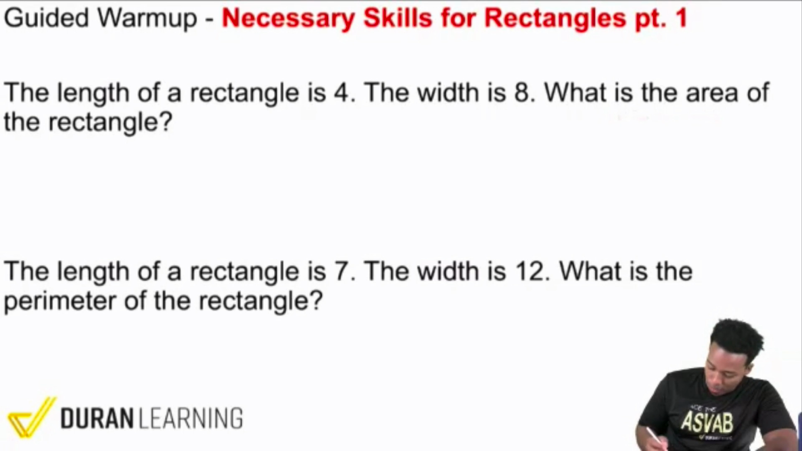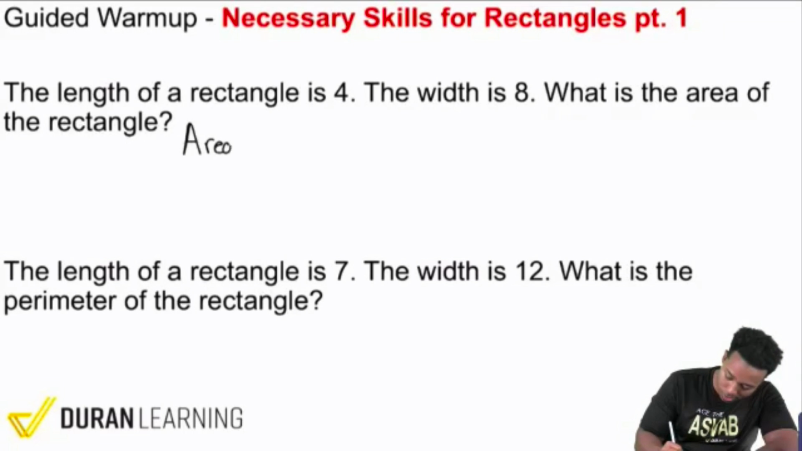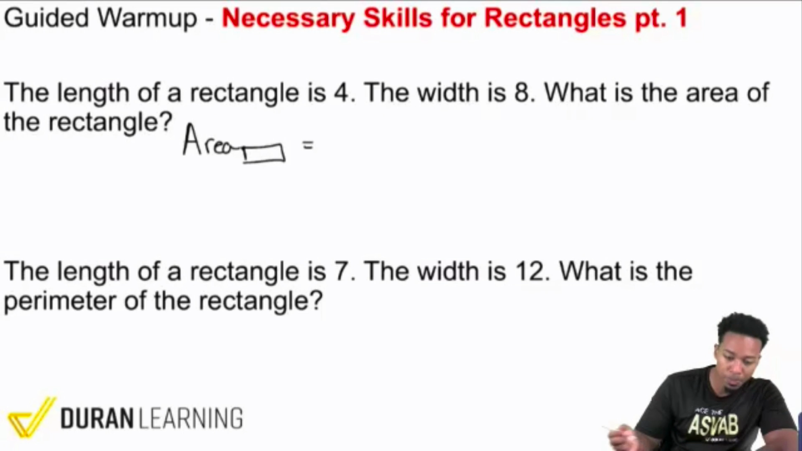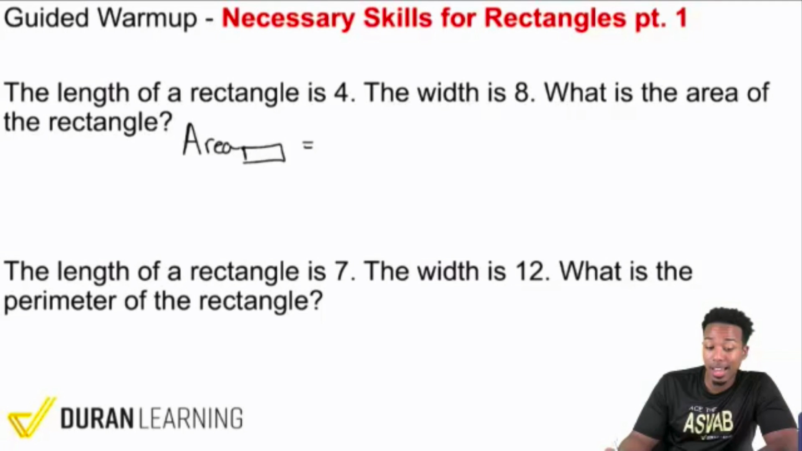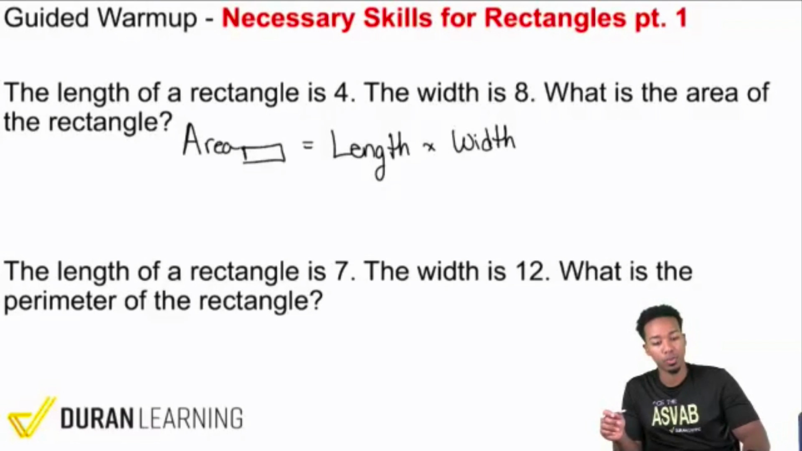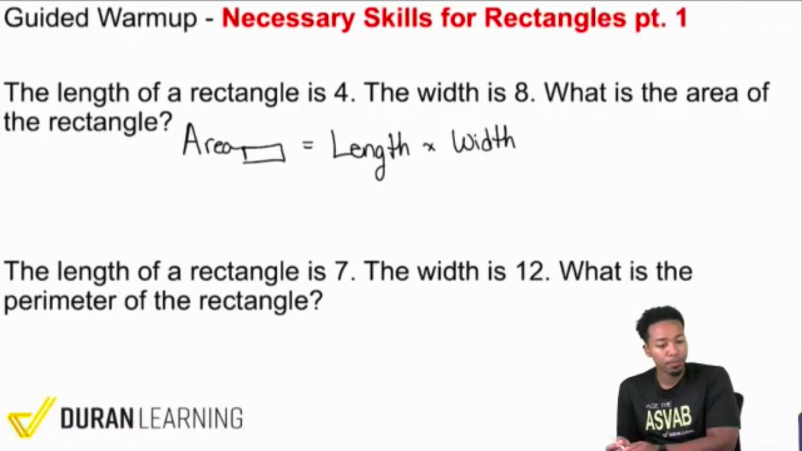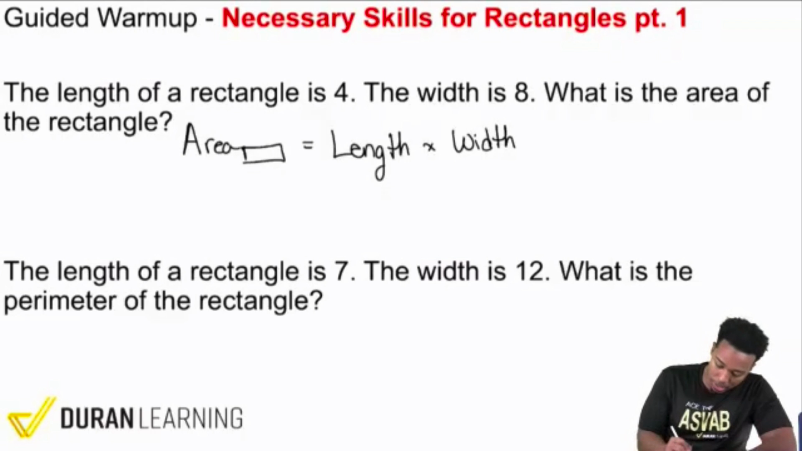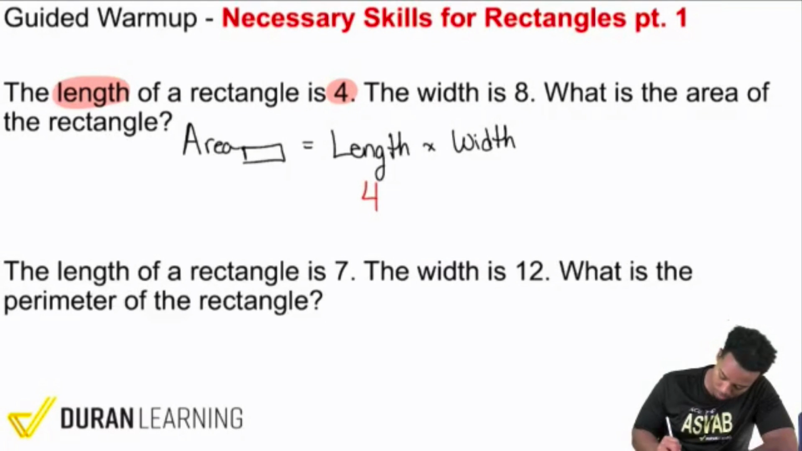Everybody, how do I find the area of a rectangle again? The area of a rectangle is not side times side because the sides aren't the same, right? That's right, length times width. There we go. Length times width. That is correct. So in this case, they give us the length is 4. And the width is 8.